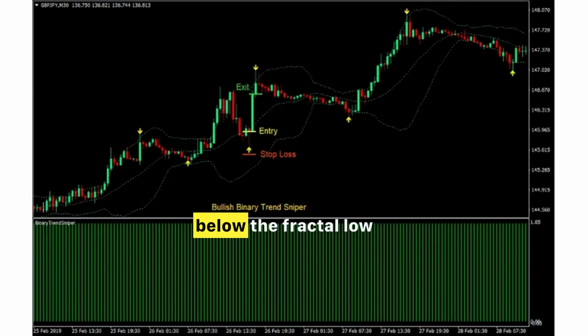Set stop loss below the fractal low of the entry candle. Exit. Close the trade when the BB Alert Arrows plots the opposite arrow, down, or bias changes.